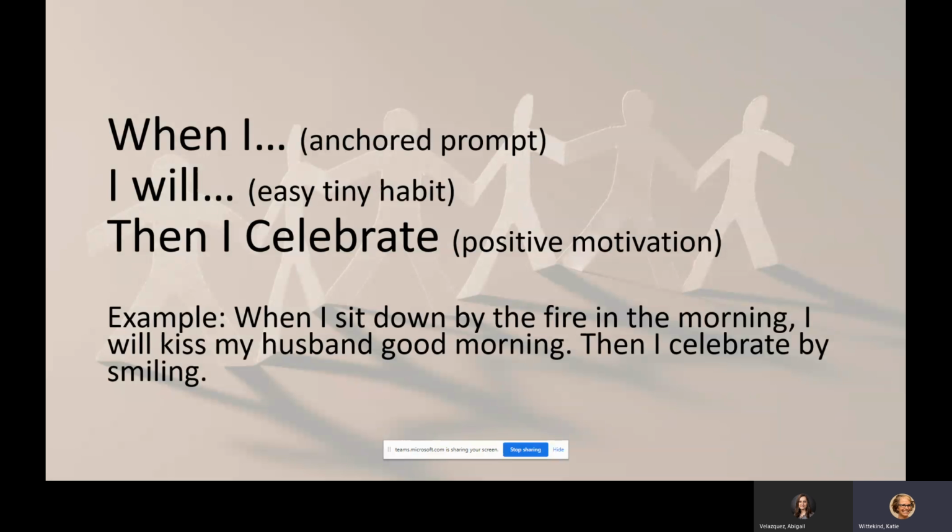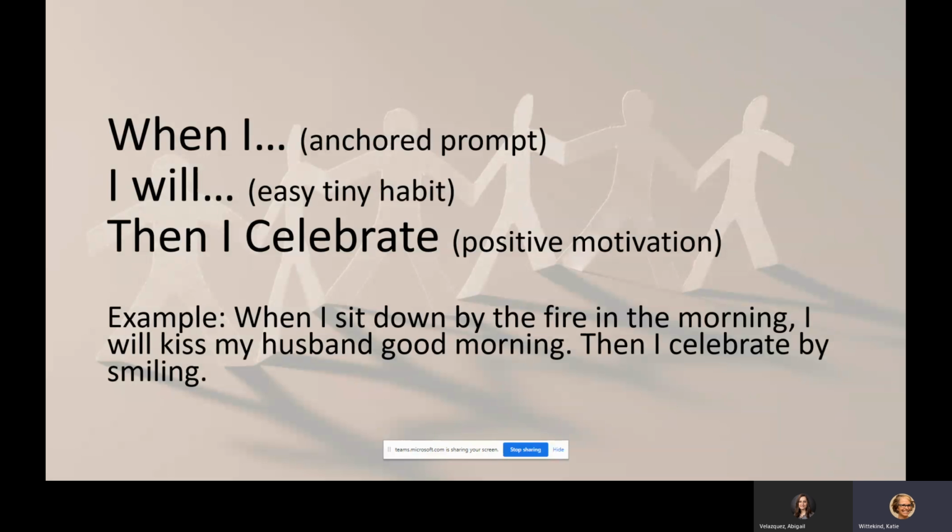So for an example, when I sit down by the fire in the morning, this is my anchored prompt because it happens all the time and it's going to prompt me to, I will kiss my husband good morning. Great. Then I celebrate by smiling, and that smile alone gives me a sense of positive emotion and joy that will reinforce the desire to keep doing that behavior.